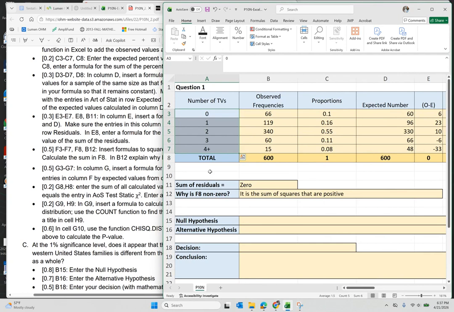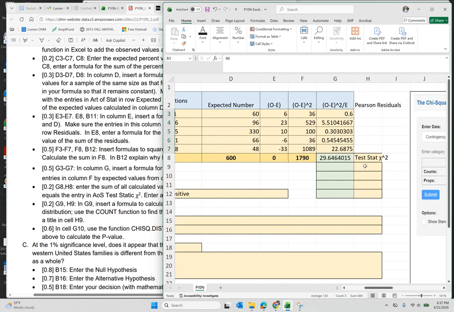But the count function in Excel does not count text. It can only count numerical values, and the entry 4 plus is actually text. So what you want to do is count the observed frequencies instead, and that will give you the size of your sample. Now, in a goodness of fit test, the degrees of freedom equals the number of categories minus 1.